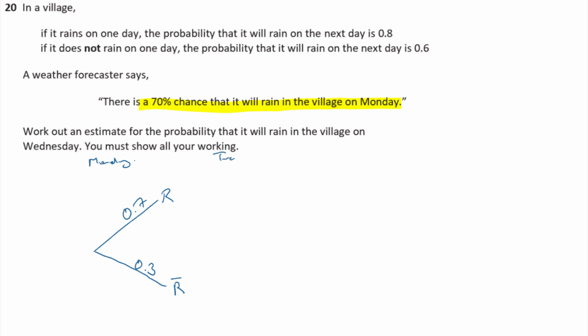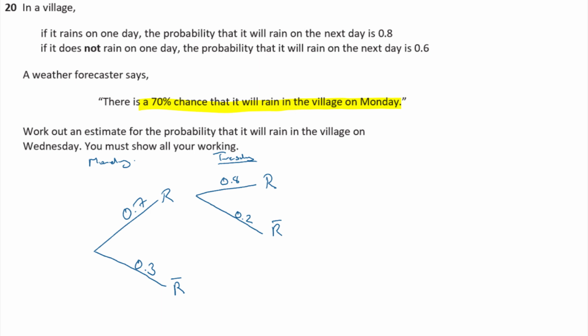So then what happens on Tuesday? Then after that, if it rains or not rains, the probabilities are dependent on what happened on the day before. So if it rains on one day, the probability that it rains on the next day is 0.8. So if it rained on Monday, the probability that it rains on Tuesday is going to be 0.8, isn't it? And the probability then it doesn't rain on Tuesday, not rain, is going to be 0.2. Okay, because 0.8 and 0.2 adds up to 1.